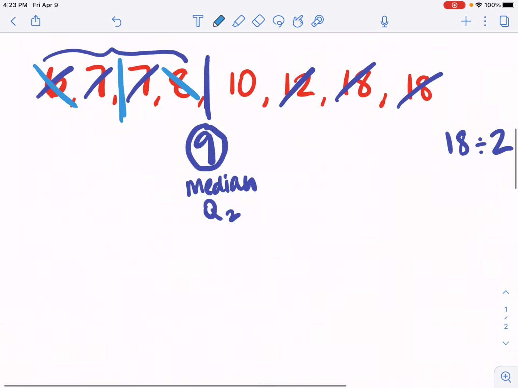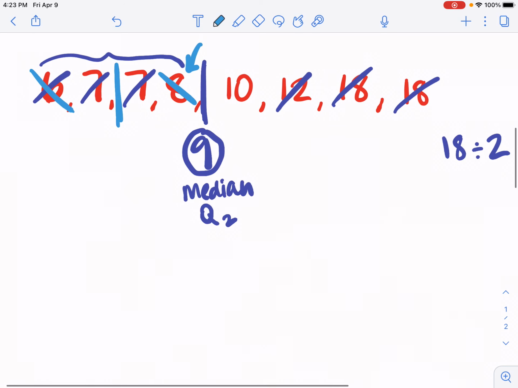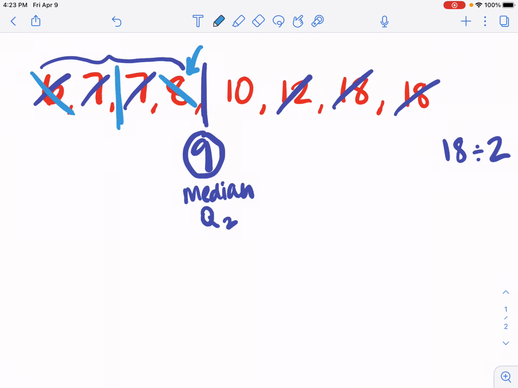Now, notice one thing real fast. Notice how I still crossed off 8. 8 and 10 were the numbers I was left with when I was finding my median. I'm still going to use those for the first half of my data. 8 and 10 are not my median, so I'm still keeping those in my data. I'm not going to cross those off yet until I get to my quartiles. Okay, so right in between 7 and 7, that's just going to be 7. Those are the same number, so it just works out.